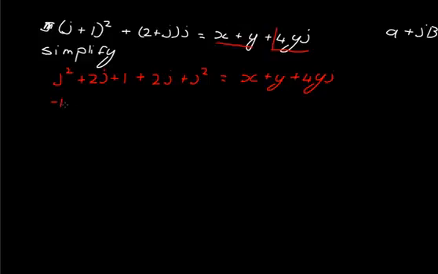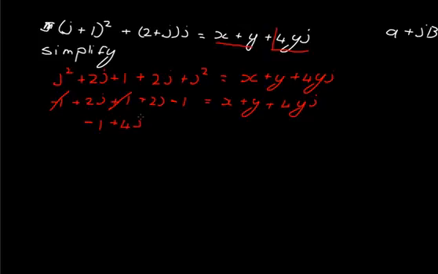So j squared is minus 1, plus 2j plus 1, plus 2j, and j squared is minus 1. And we keep our right-hand side, x plus y plus 4yj. This left side still needs a bit of simplifying because we can add and subtract things. So negative 1 plus 1 cancels. 2j plus 2j is 4j, and we've also got this minus 1. So we've got minus 1 plus 4j is equal to x plus y plus 4yj. Now the left-hand side and the right-hand side are in the standard form.